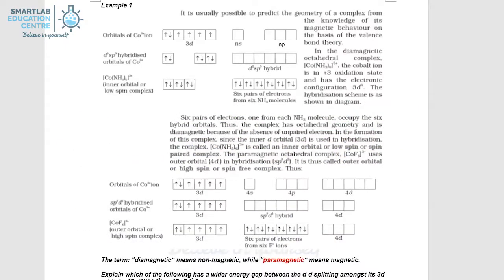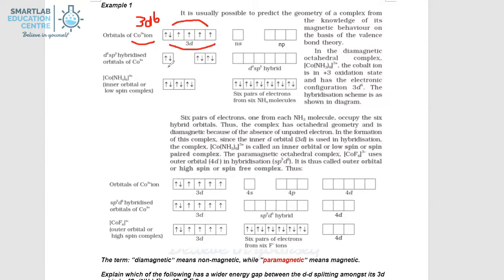Let's take a look at what we meant by high spin and low spin complexes. In the case of the example that we have, Co2+, the electronic configuration will end with 3d6. With 3d6, the electronic configuration is as such. In this case, this will be deemed as a high spin, as most of the electrons are not paired.